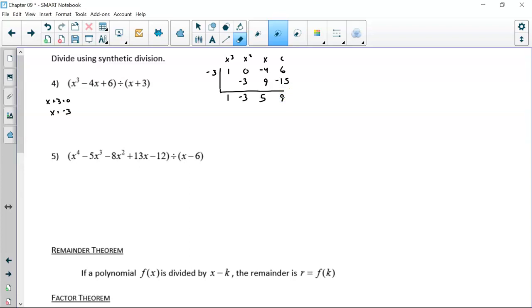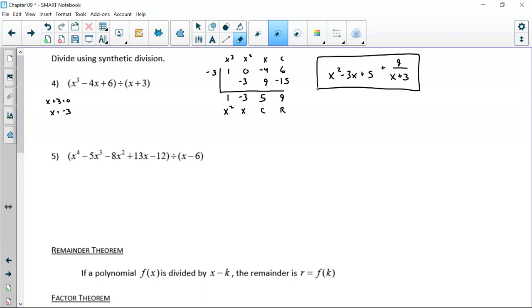So what that gives us is that for this number at the bottom, the degree goes down by 1. So since it was x cubed up top, here's our coefficient for x squared. Here's our coefficient for x. Here's our constant, and then the number at the end is our remainder. So what we get from our synthetic division is x squared minus 3x plus 5 plus our remainder of 9 over our divisor, which is the whole thing, x plus 3. That's our answer from synthetic division. We'll be doing a lot of synthetic division in the rest of this chapter.